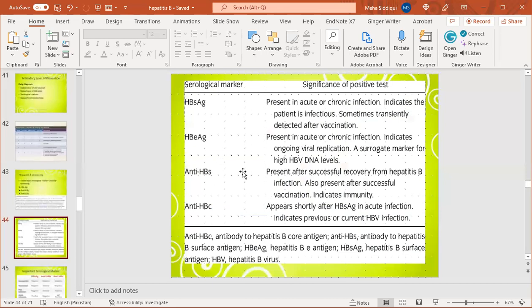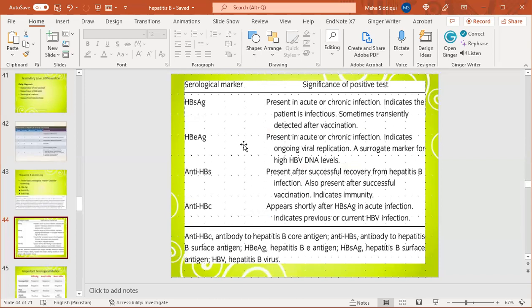So again, it is a sort of repetition: hepatitis B S antigen is present in both acute or chronic infection, and it indicates that the patient is infectious, and sometimes it is transiently detected after vaccination. Then comes hepatitis B E antigen, which is present in both acute or chronic infection, and it indicates ongoing viral replication, and it is a surrogate marker for high HBV DNA levels.